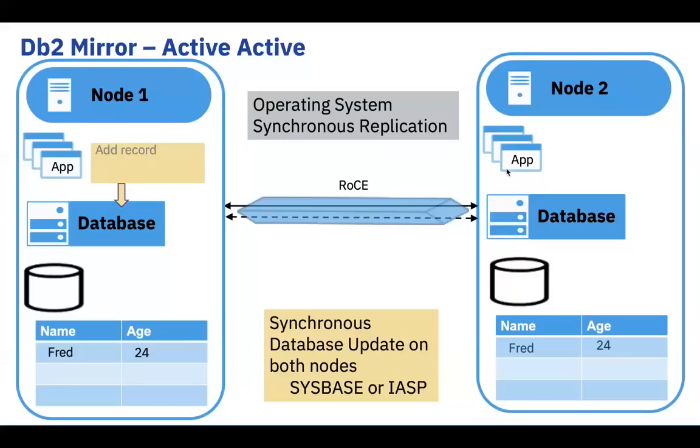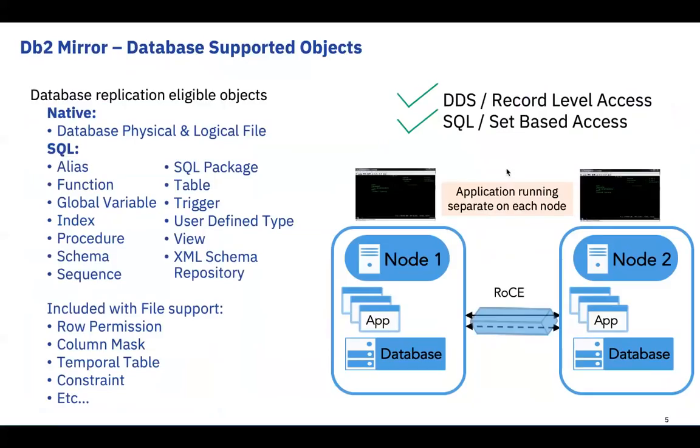The database objects do not have to be in an independent ASP. That's one of the reasons this is slightly different from PowerHA: there's no requirement for your database objects to be in an independent ASP. They could be in SysSpace, or we do support independent ASP, so you can do either or. From a database perspective, we support both the native record level access that a lot of applications are still written in today, or we support SQL. So you have your choice.